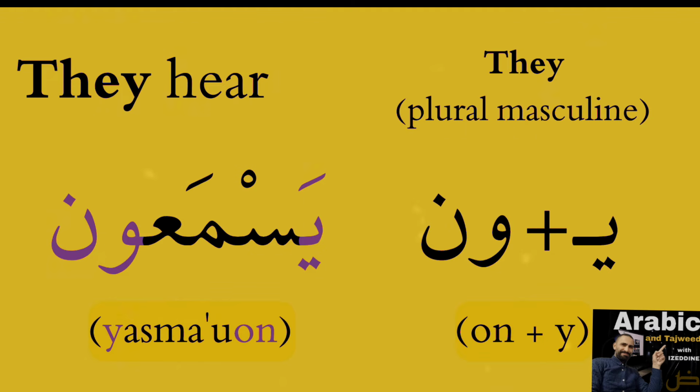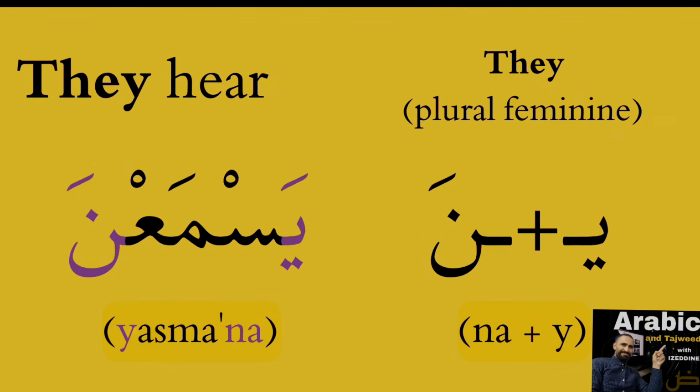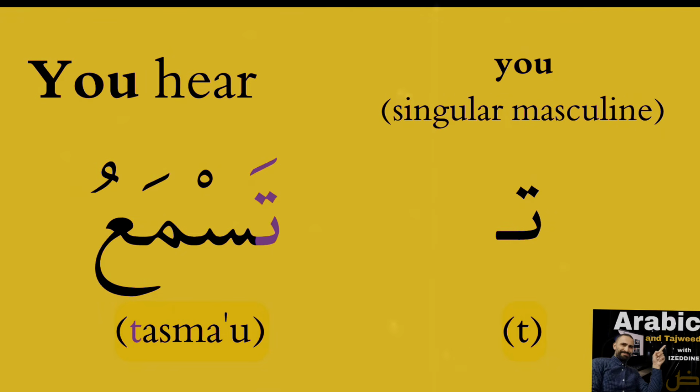And for the plural masculine, they hear, we say يسمعون. We add the ya at the beginning and الواو and the noon at the end. يسمعن for plural feminine this time, not masculine. They hear, يسمعن. الياء at the beginning and noon at the end. يقرأن. يذهبن. يكتبن.